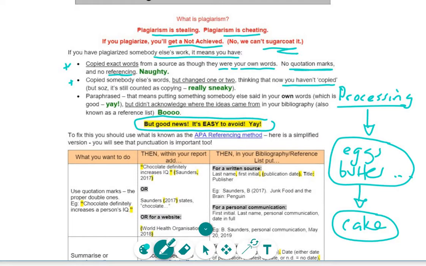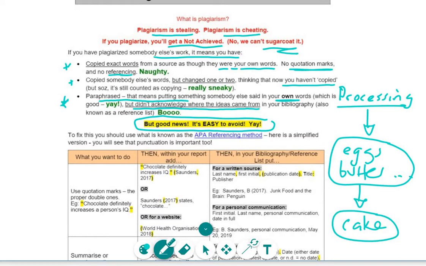Sometimes you will want to paraphrase. So, Fred Saunders suggests that we could really try harder with such and such. That's fine. That's paraphrasing. That's great. And you've said Fred Saunders, so you've put it in your own words and you've attributed it to Fred. That's fine, but some people don't acknowledge where the ideas came from.